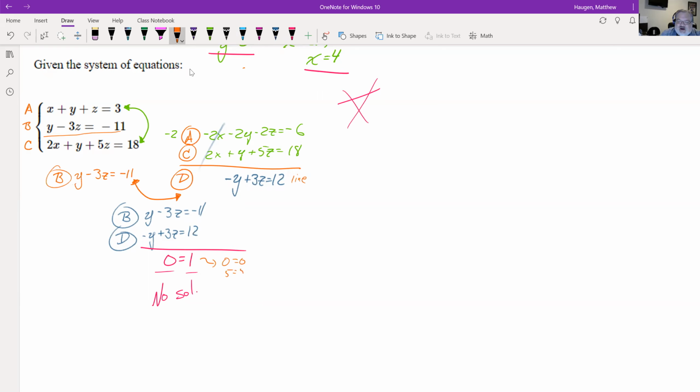5 equals 5. When is 5 equal to 5? 5 is always equal to 5. That means that these planes have all intersected at the same line. So for every x value, you've got a point of intersection. For every y value, you have a point of intersection. For every z value, there is a point of intersection.